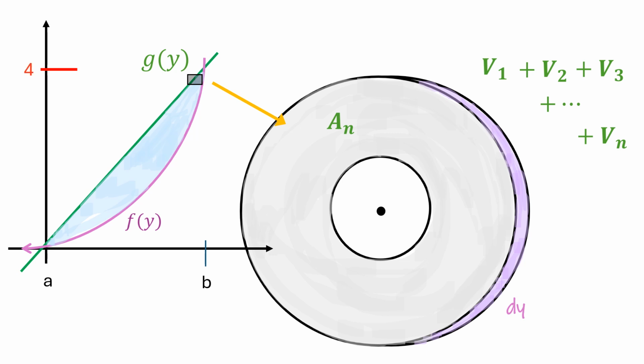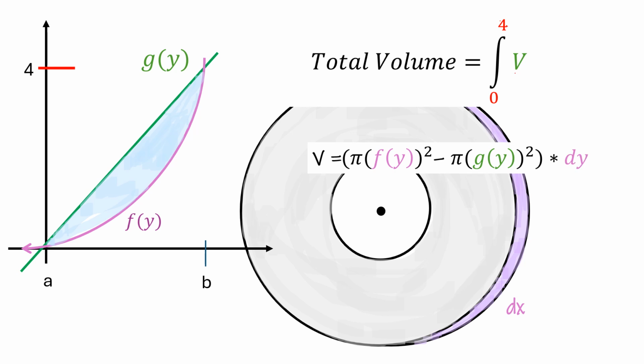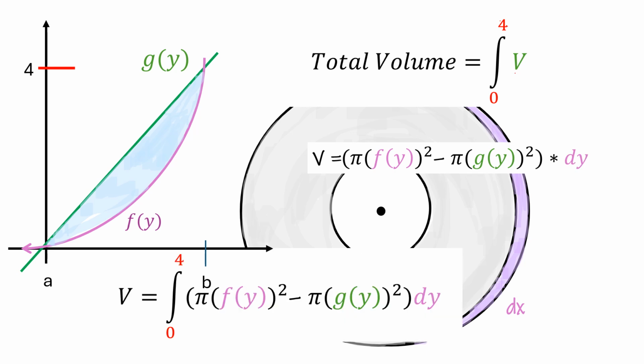And what does this look like whenever we're adding up all of these different cross-sectional volumes? This looks very much like the definite integral. So we get that the total volume is the definite integral from 0 to 4 of each cross-sectional volume. And we already know that the cross-sectional volume is this formula from part 2 of the series. And so we can write the total volume of the full surface, the solid of revolution, as this integral from 0 to 4 of our formula in here.